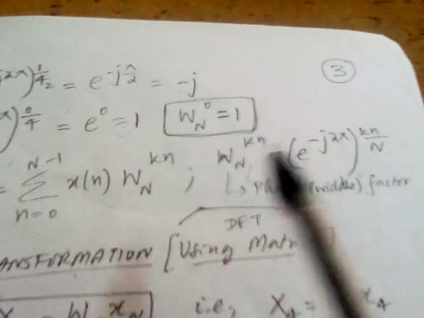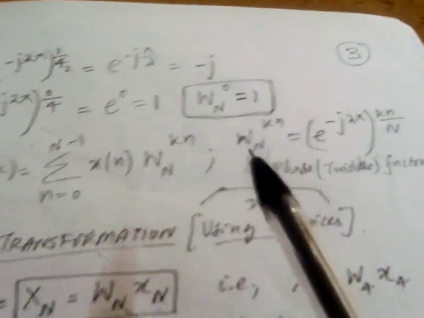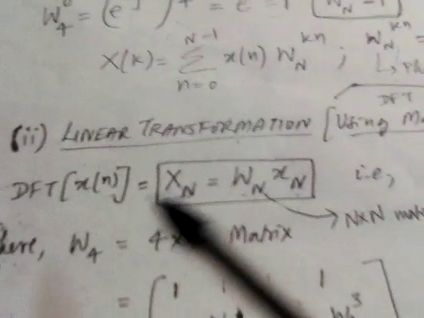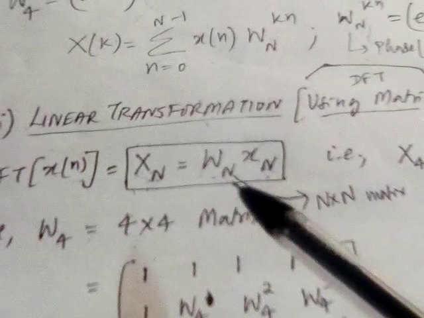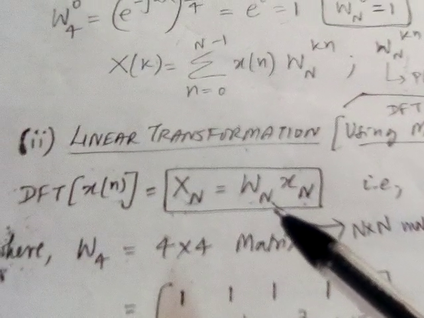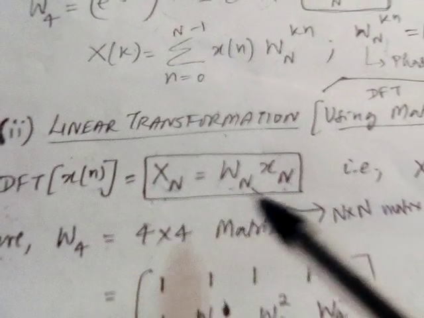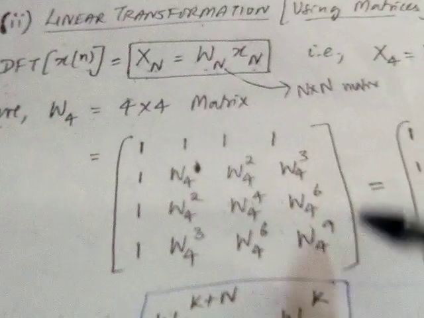This is the actual formula. This has been reduced to this. Okay, now this can also be written as capital Xn is equal to Wn small xn. Here we have 4 samples in this problem, 1 2 3 4. So we have n equal to 4, a 4 cross 4 matrix. This is how you have to write a 4 cross 4 matrix.